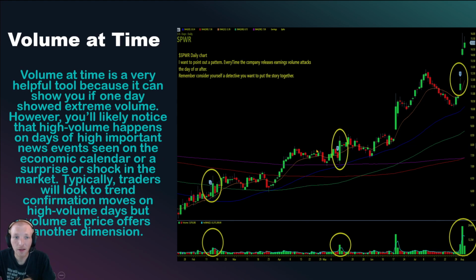This is a daily chart of ticker symbol SPWR, and with the circles all right here on the chart along with the volume, this is when the company put out earnings. This is what caused the volume surges on this, and this was a really good example that when a company puts news out or a shock hits the stock market, we see surges in volume.